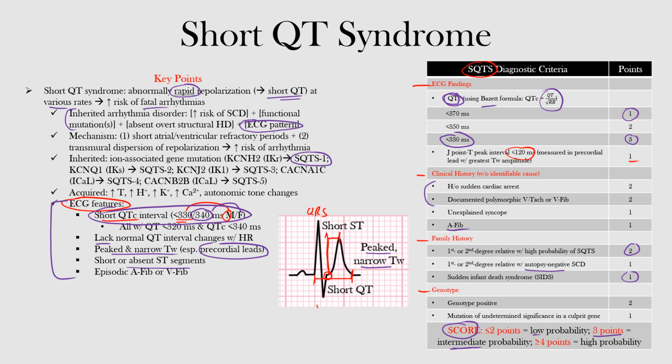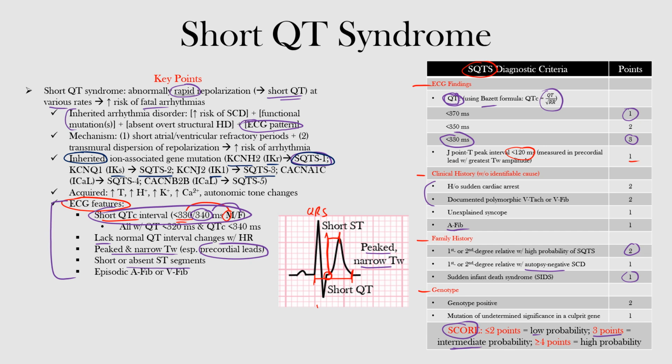Okay, and we said it can be inherited or acquired. The main feature we're looking at here is the inherited form, and in this case you have these ion-associated gene mutations. Okay, we saw this KCNH2 is the genotype 1, short QT syndrome type 1, related with the potassium channel. Same thing with type 2, which is also a potassium channel, and type 3 is also a potassium channel. Types 4 and 5 are ones that have slightly greater QT intervals, but have more to do with the calcium channels. Okay, and then we mentioned a number of acquired causes: hyperthermia, acidosis, hyperkalemia, hypercalcemia, and autonomic tone changes.